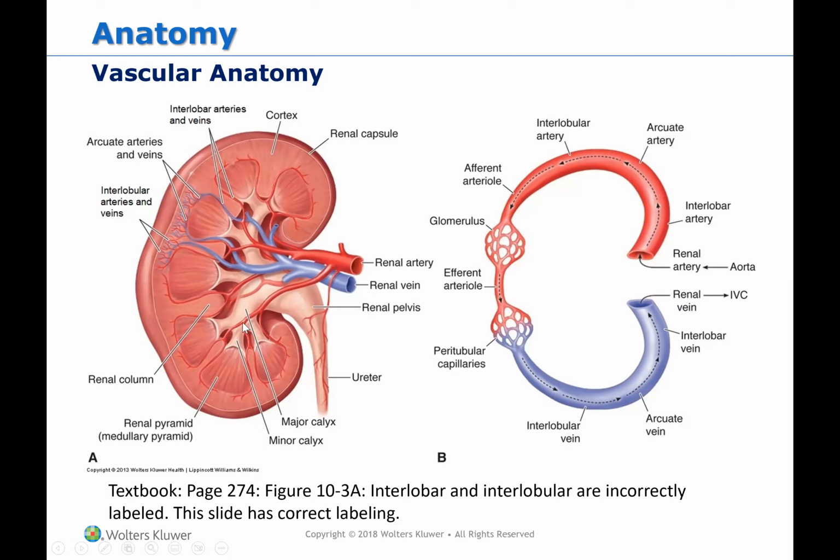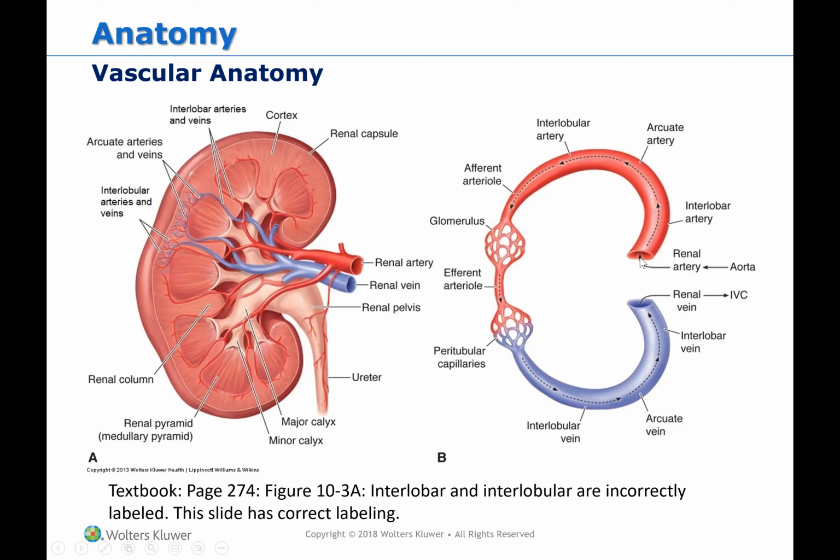So then these little triangle looking things, those are the medullary pyramids or the renal pyramids. The cortex is going to be the outer part of the kidney, and then the renal capsule covers it. And so these arteries are going to be branching off between these through the sinus, through the pyramids and the medulla, into the cortex, which is the outer portion.